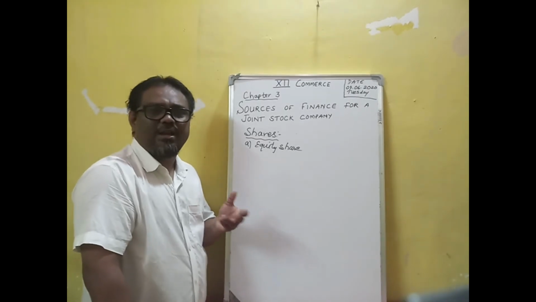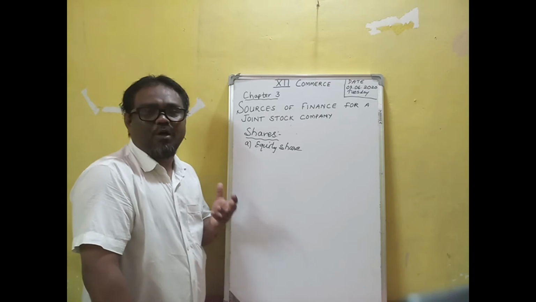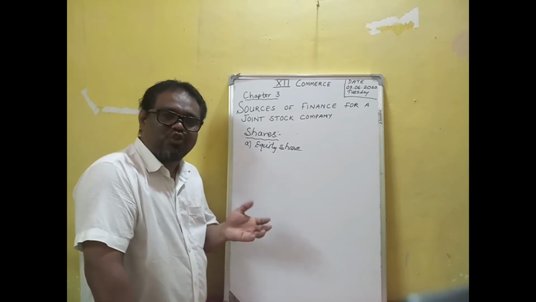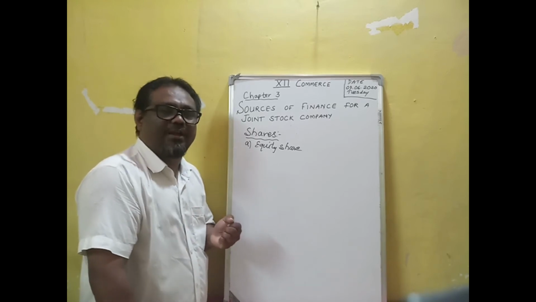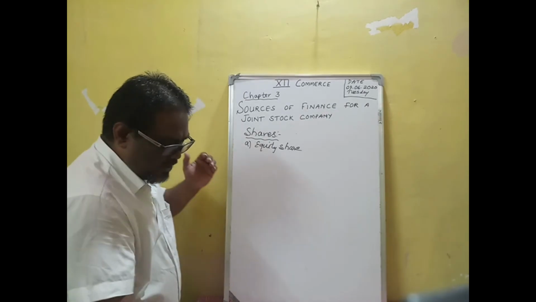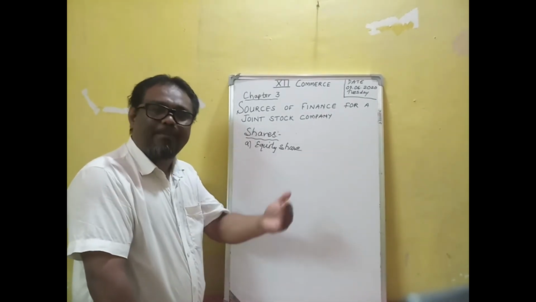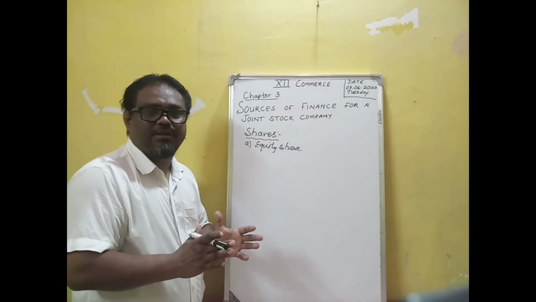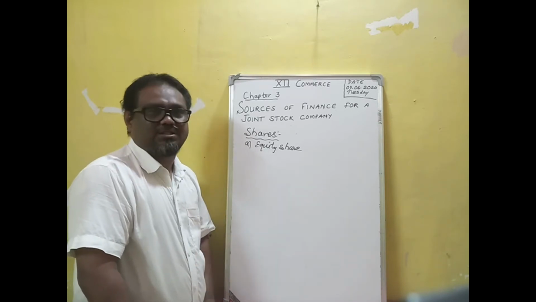So dividend is a part of the profit declared to the shareholders. Net profit of the company is distributed to the different shareholders in the form of dividend. In this way, these equity shareholders get back their capital when the company winds up, when the company ends. So their capital is refunded at last.